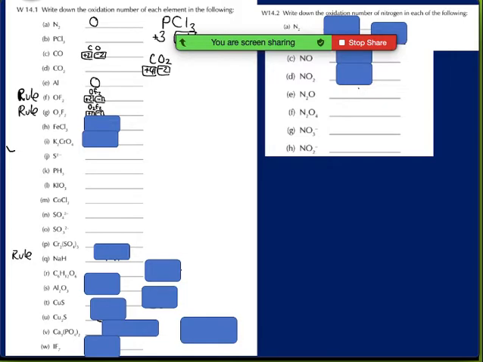In FeCl3, the chlorine is -1. 3 of them, -3, makes the Fe +3. In the potassium chromate, oxygen is -2. There's 4 of them, -8. It means the left-hand side has to be +8 overall. Potassium, because it's group 1, will be +1. I have 2 of them, which means the chromium is +6.